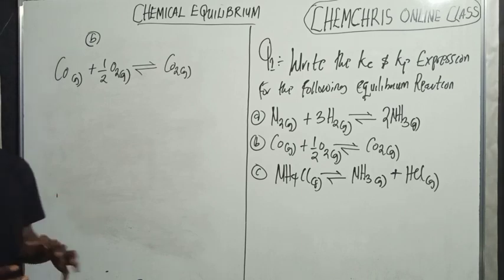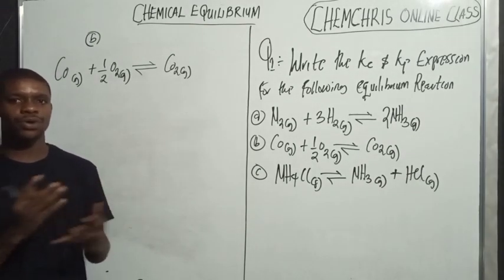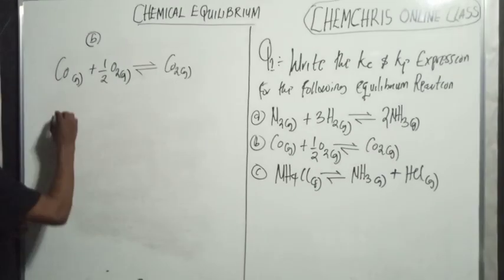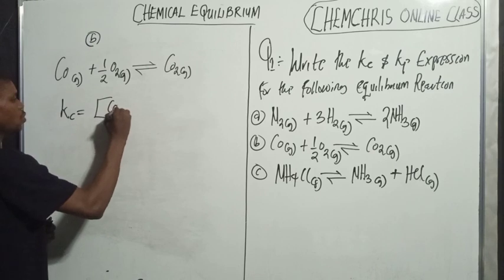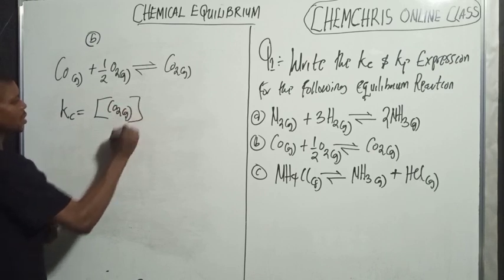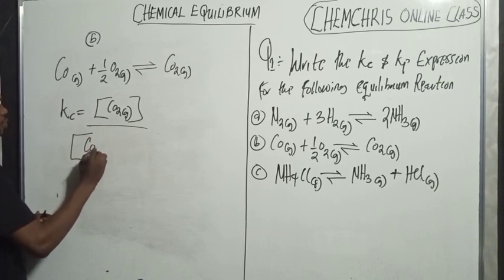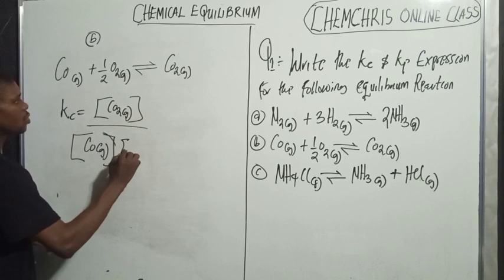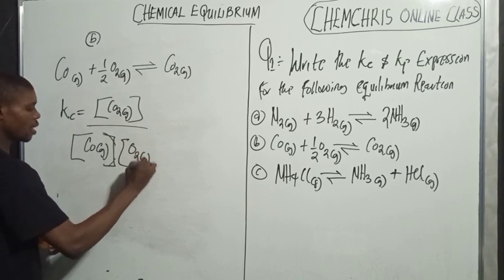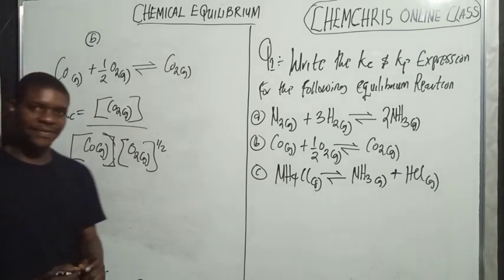So it's homogeneous, and the concentration and the pressure of gases are used when I write the equilibrium constant expression, right? So it's going to be Kc equals the concentration of CO2 gas, right, over the concentration of CO gas, then O2 gas. Can you see that? So that is it. It's very, very easy.